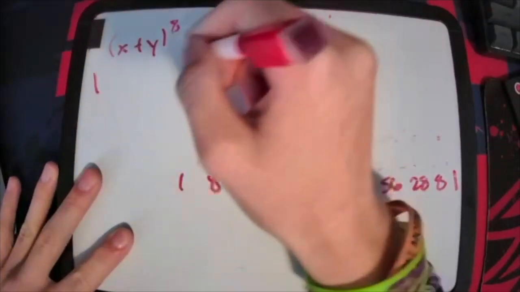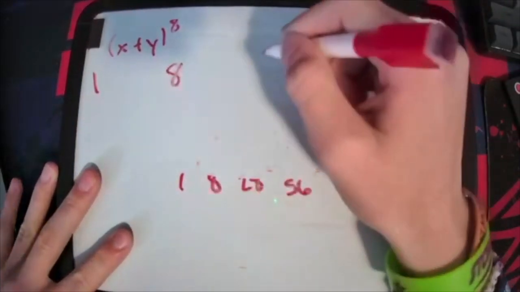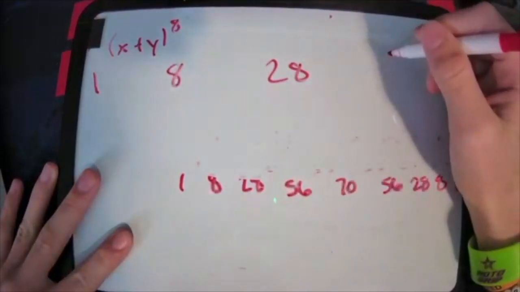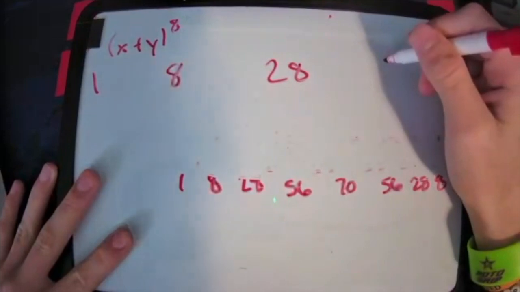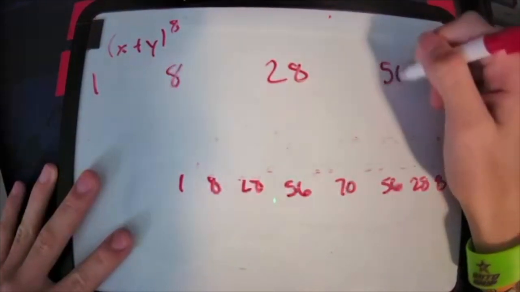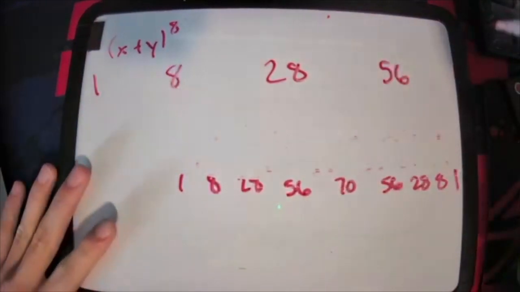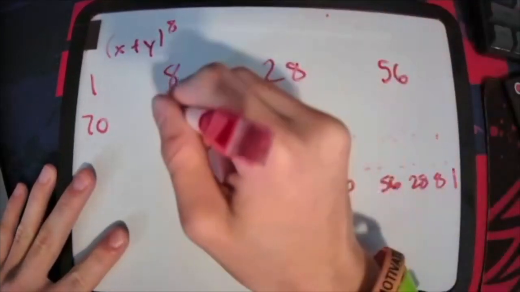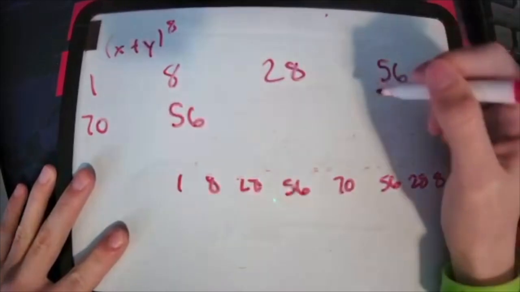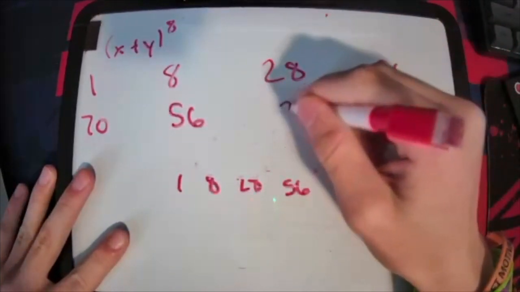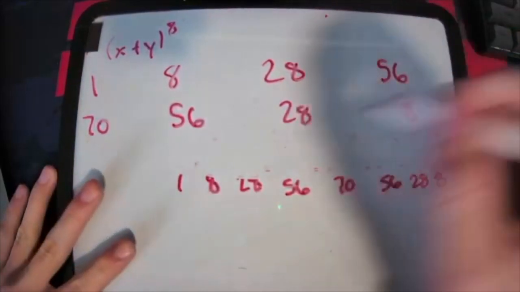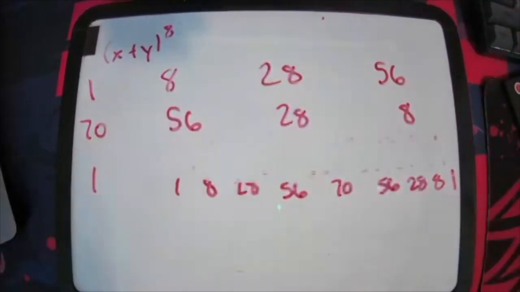So it's 1, 8, 28, 28, 56, 70, 56, 28, 8, and 1.